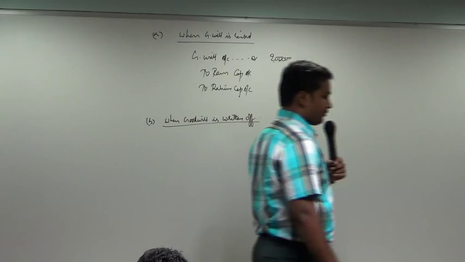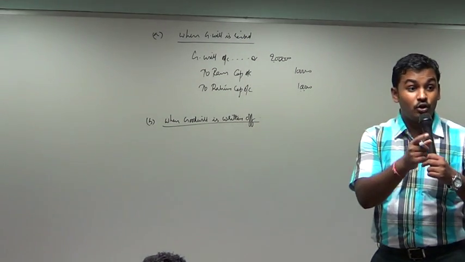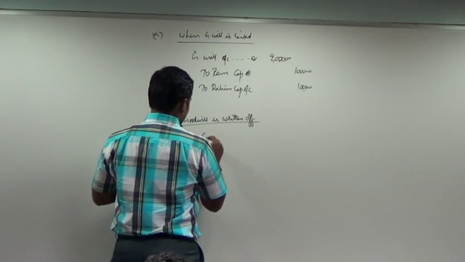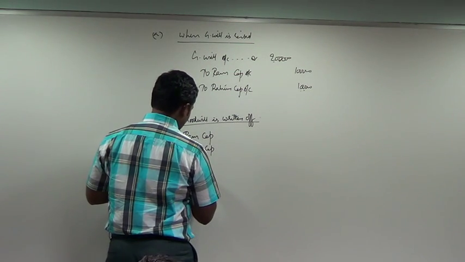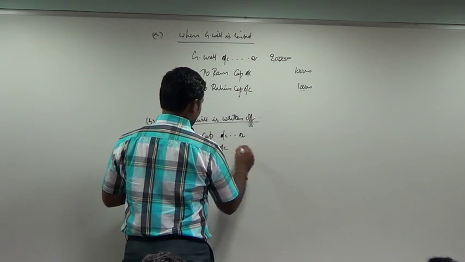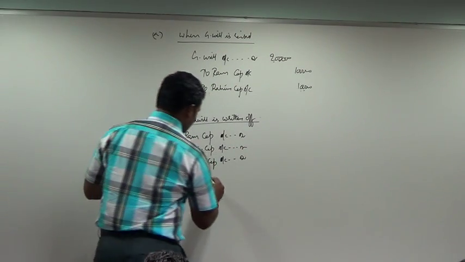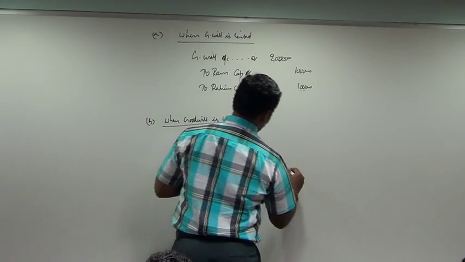When goodwill is written off, what is the entry you are going to write? All partners' capital accounts debit to goodwill account. Which ratio? New profit sharing ratio. Ram capital account, Rahim capital account, Kareem capital account, to goodwill account. Same goodwill you have to now write off, 2 lakh.